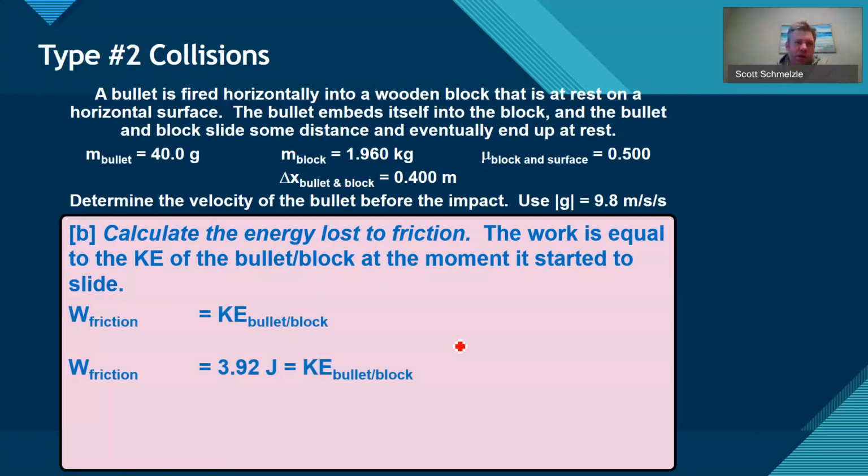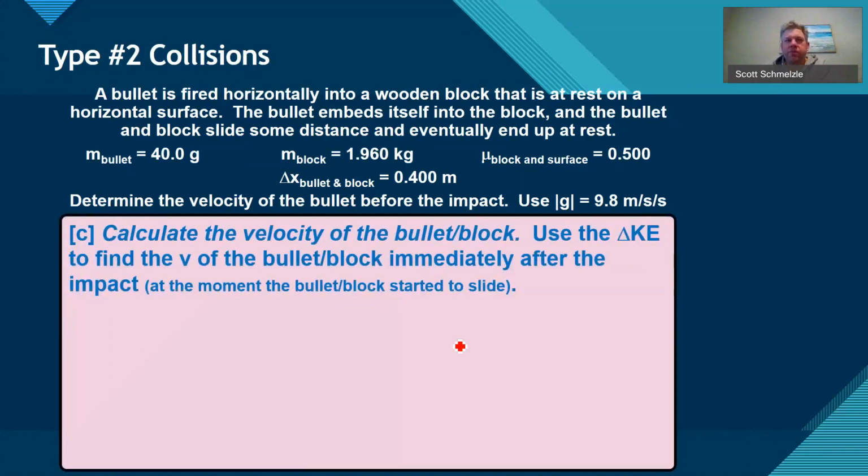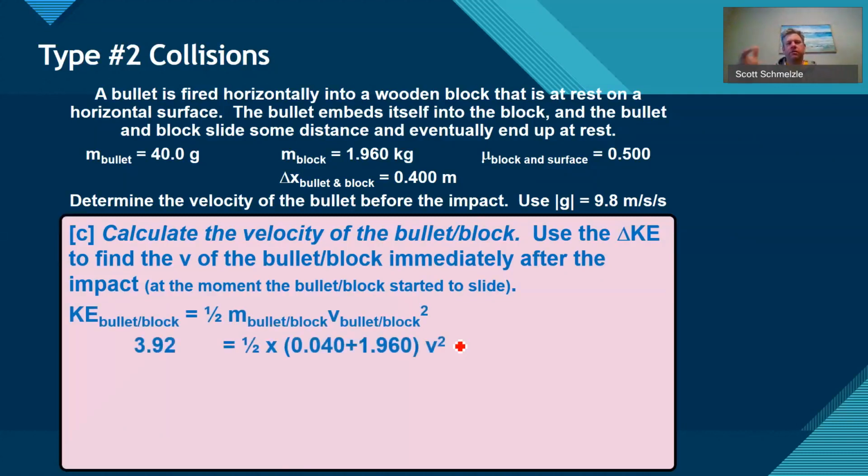All right. So onward, part C then. Calculate the velocity of the bullet block. Now, it would be great if we knew the momentum, but at this point, we don't know the momentum. All we know is kinetic energy at this point, right? Because we just calculated the work, which turns into kinetic energy, right? So in order to do that, we take our kinetic energy and we're still in the bullet block phase, right? So we know that we had a max of 3.92 joules of energy.